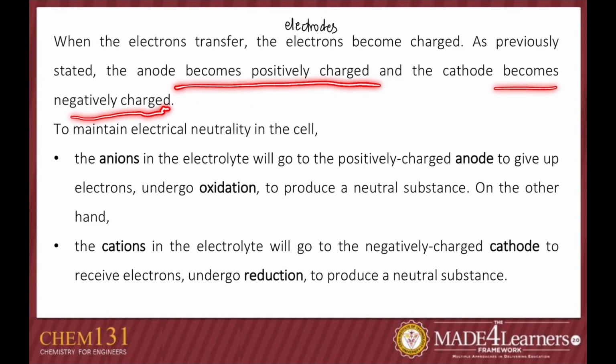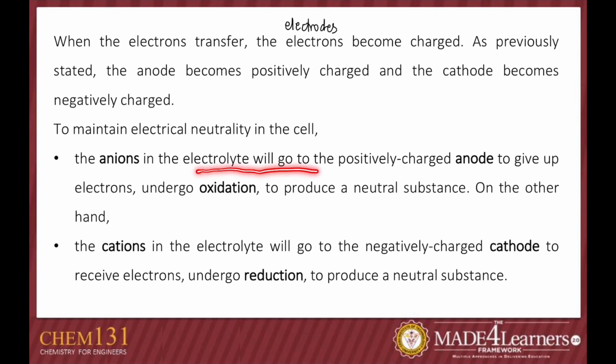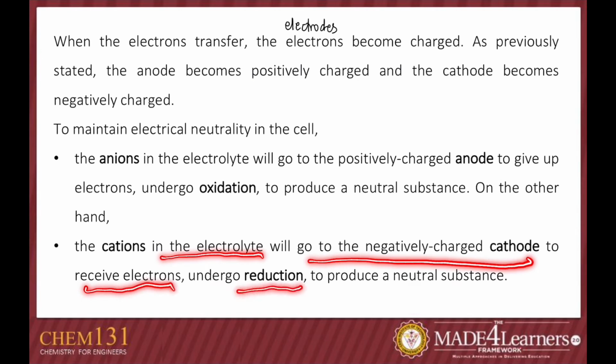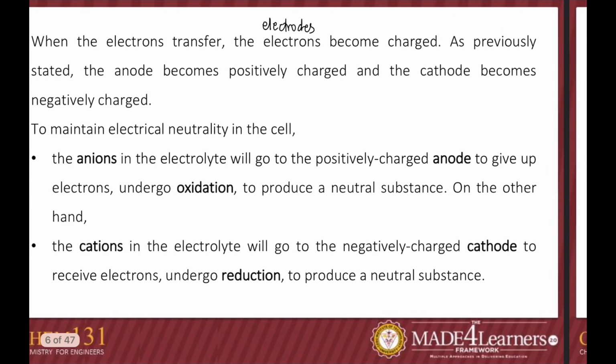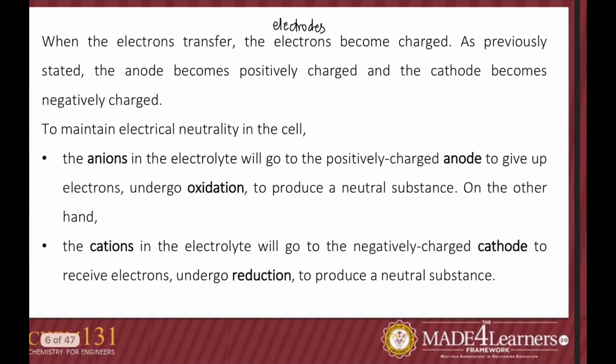But just like in the voltaic cell, electrical neutrality must be maintained. So the anions in the electrolyte will go to the positively charged anode to give up electrons, undergo oxidation, to produce a neutral substance. On the other hand, the cations in the electrolyte will go to the negatively charged cathode to receive electrons, undergo reduction, to produce a neutral substance. So there will always be neutral substances produced when oxidation and reduction take place.